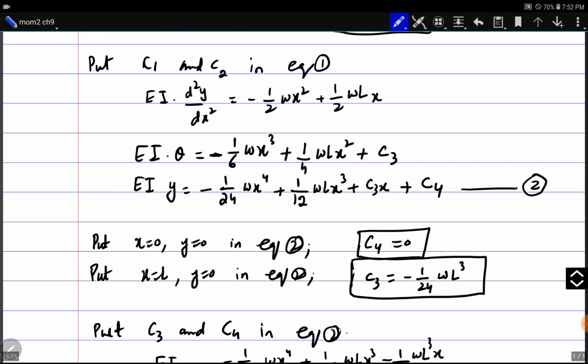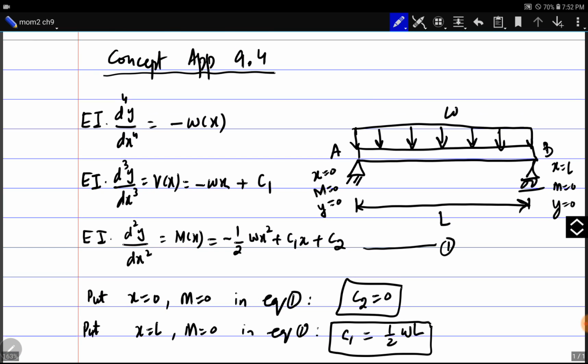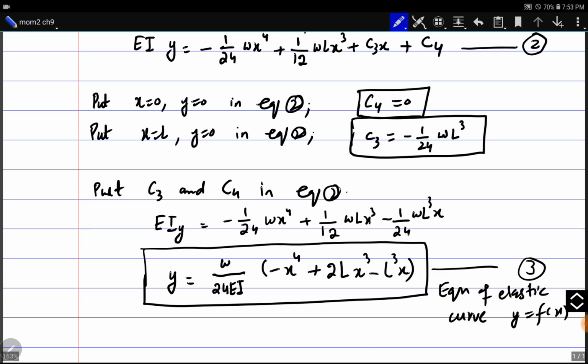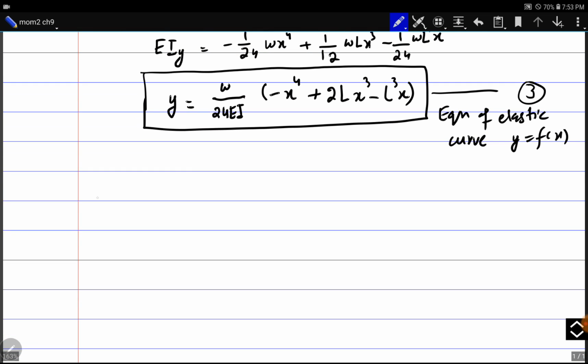As discussed earlier, since this is a simply supported beam with symmetric loading, y will be maximum at x equal to L by 2. So we can simply put x equal to L by 2 in equation number 3. We get y maximum. I will write it directly. You can do the calculation by yourself.